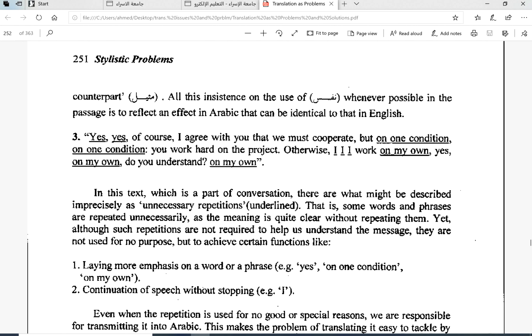Yes, of course, I agree with you that we must cooperate, but on one condition. You work hard on the project, otherwise I work on my own. Yes, on my own. Do you understand? On my own.